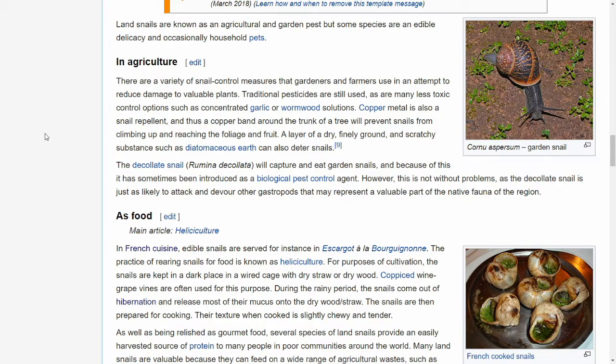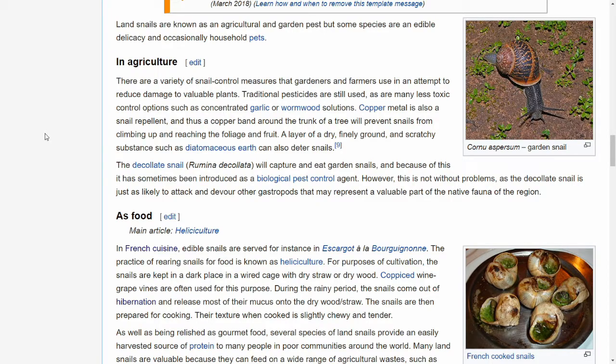In agriculture, there are a variety of snail control measures that gardeners and farmers use in an attempt to reduce damage to valuable plants. Traditional pesticides are still used, as are many less toxic control options such as concentrated garlic or wormwood solutions. Copper metal is also a snail repellent, and thus a copper band around the trunk of a tree will prevent snails from climbing up and reaching the foliage and fruit.